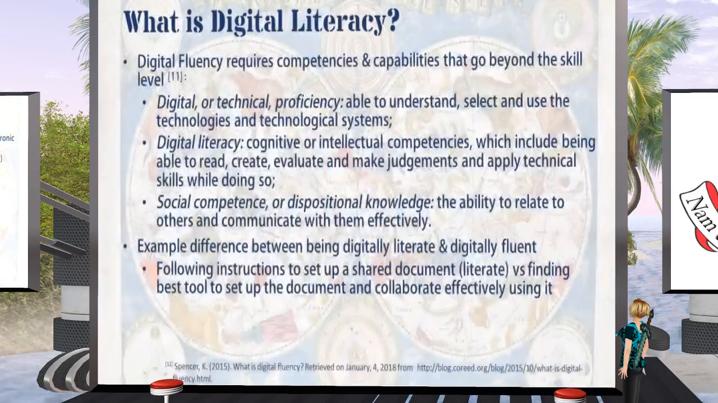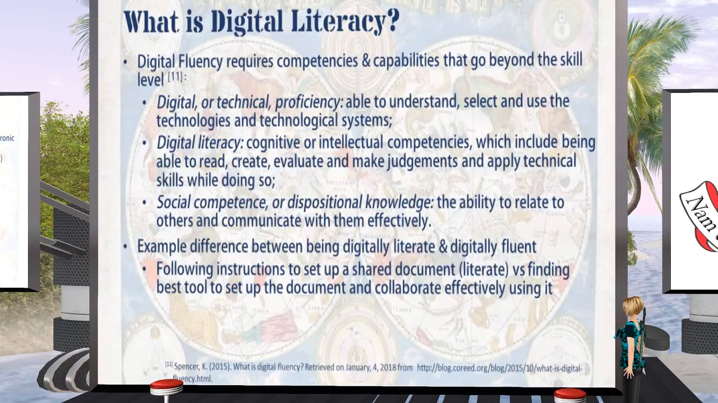Now, digital fluency is a step beyond what many believe digital literacy ought to be, requiring competencies and capabilities that go beyond the skill level. Digital fluency is a combination of digital or technical proficiency, or being able to understand, select, and use the technologies and technological systems. Digital literacy, which are cognitive or intellectual competencies, such as being able to read, create, evaluate, and make judgments, and apply technical skills while doing so.